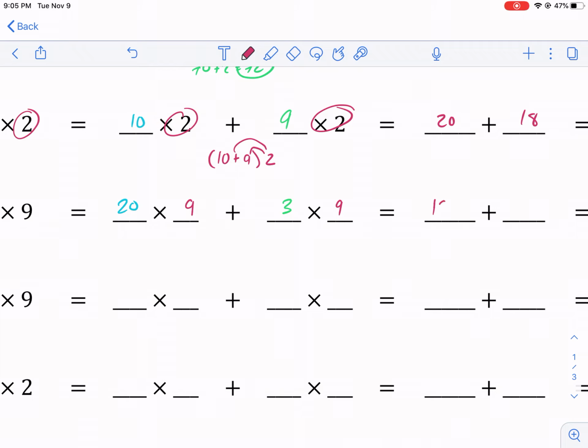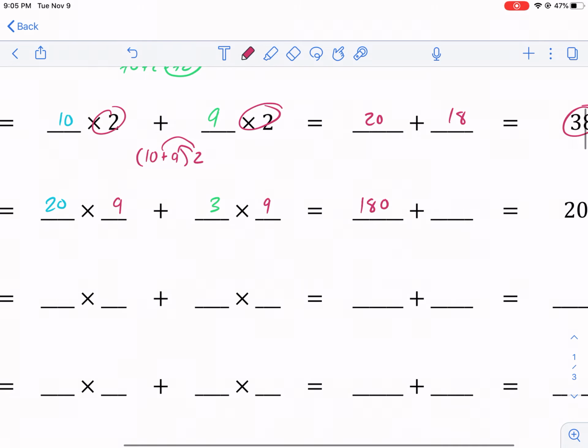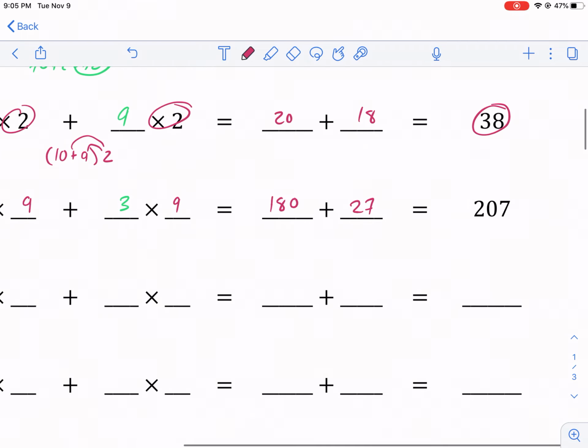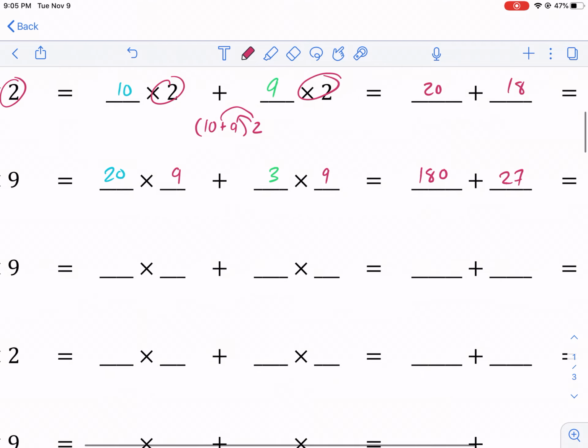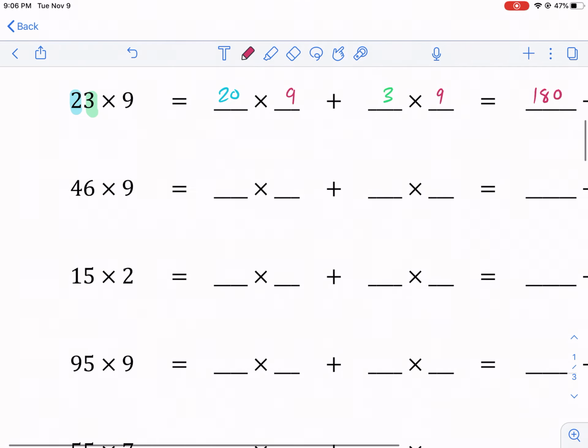20 times 9 equals 180. 3 times 9, no, did I do that right? Yes, it is. So 3 times 9 is 27. We add those two together, we get 207. Okay, so that's how that works. Well, let's do a few more.